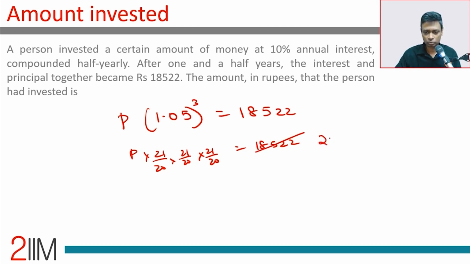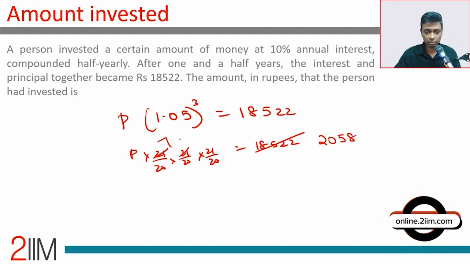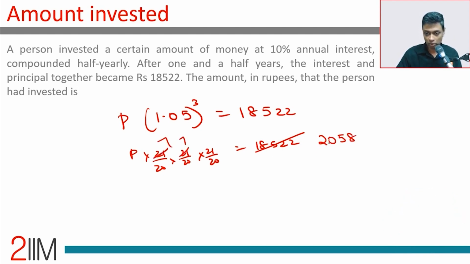2, 0, 5, 8. This will become 7. This will become 7. 2 plus 8, 10, 15. Again, we can cancel a 3. Make this 7. Divide this by 3. 6. 25, 8, 6. We can cancel 7. 343 is 7 cube. 686 is 2 into 7 cube.